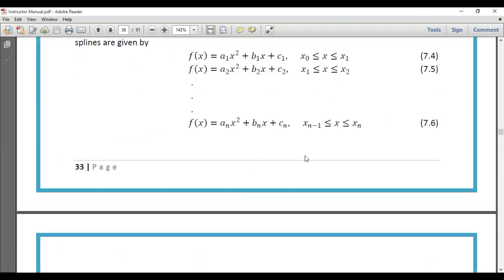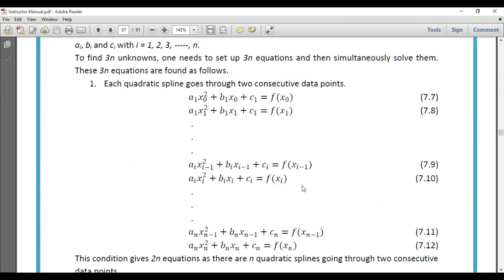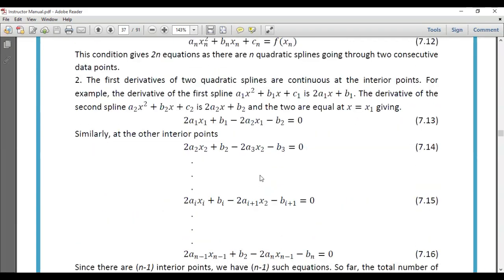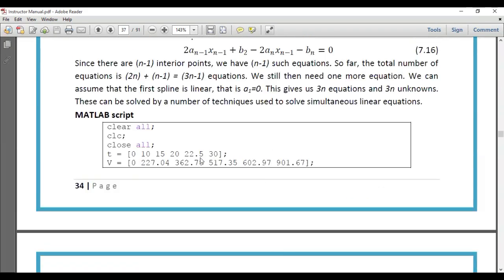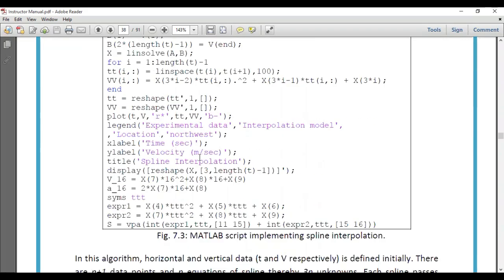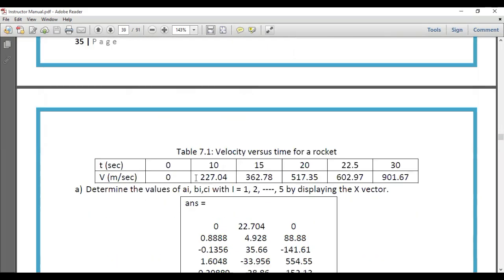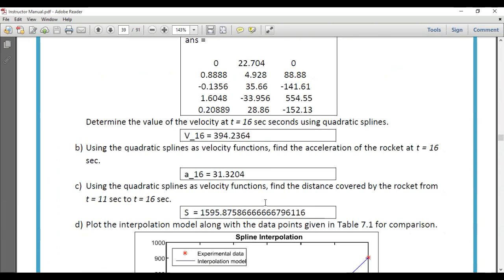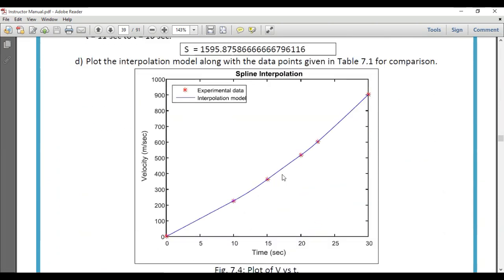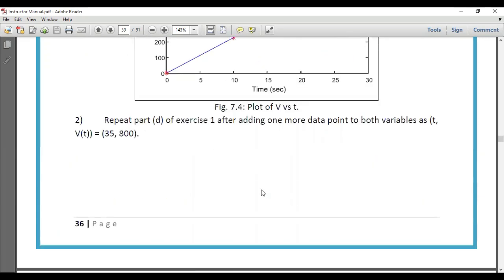So these are all the algorithms that I have shown you already, and these algorithms can be established in this MATLAB code. So when I run this MATLAB code, I get such a result, right? And these are the unknown values, and this is the plot of the spline interpolation.